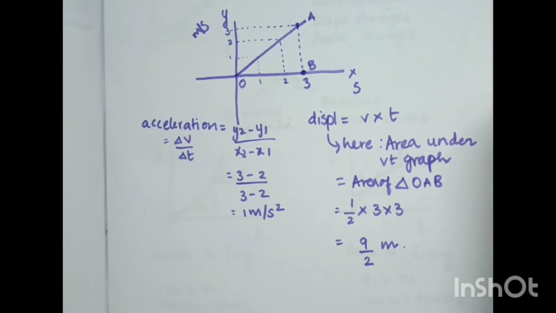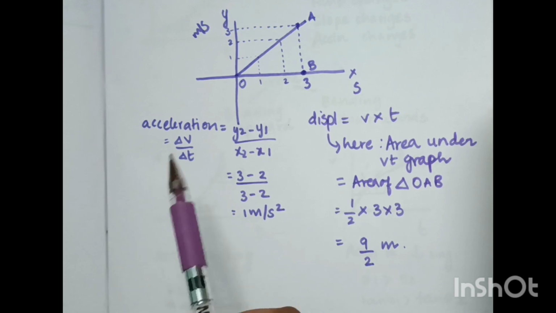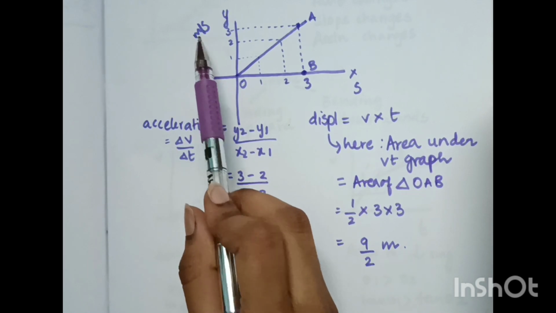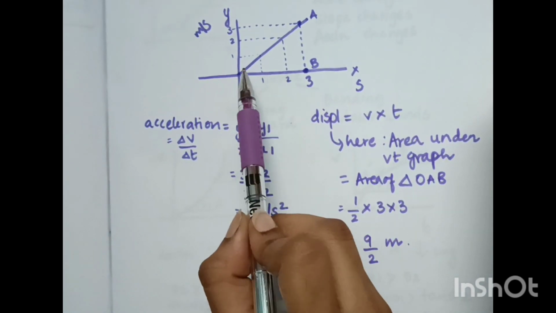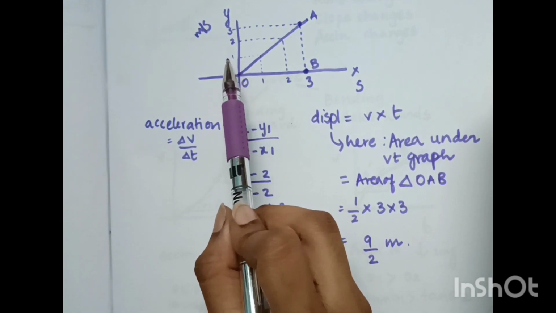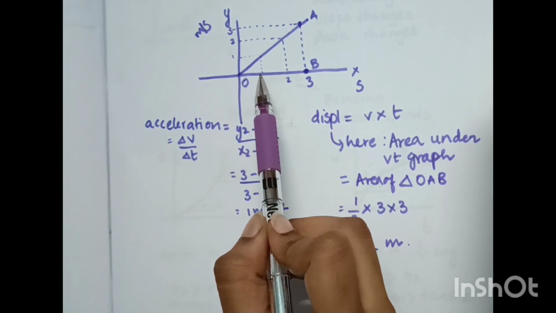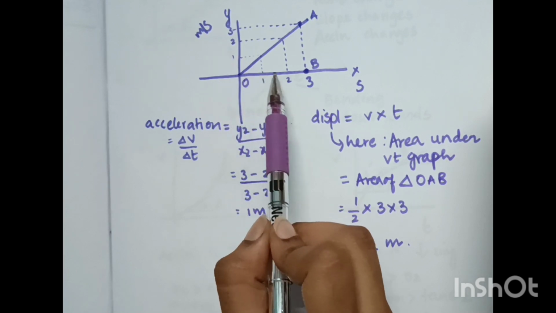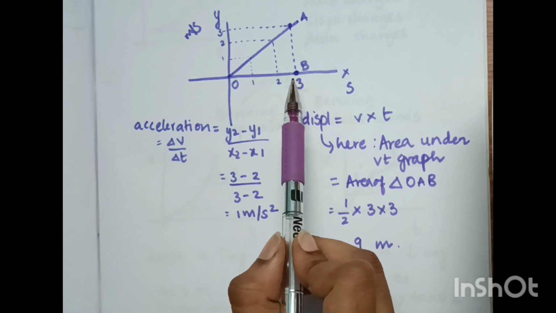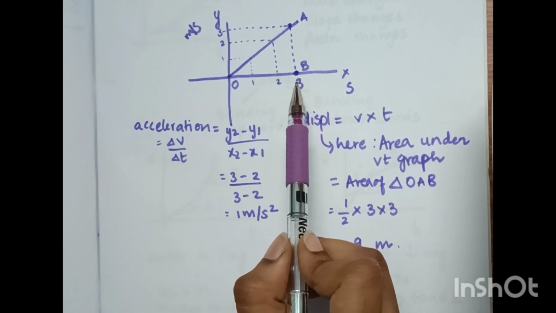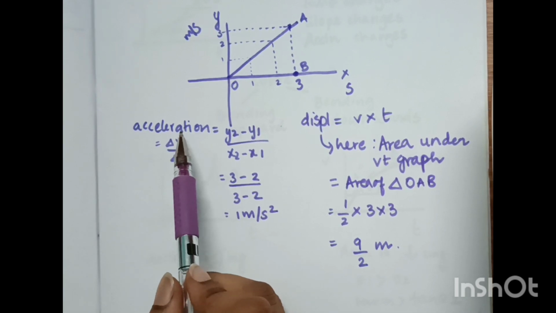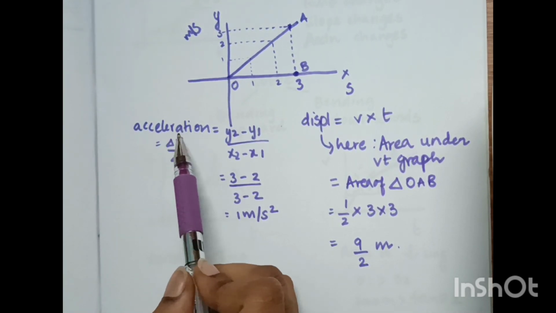Let us see an example. In this graph, we can see it is the graph between velocity and time. When the time was 1 second, its velocity was 1 meter per second. When time was 2 seconds, its velocity was 2 meter per second. And when the time is 3 seconds, its velocity is 3 meter per second. From this graph, we have to calculate acceleration.